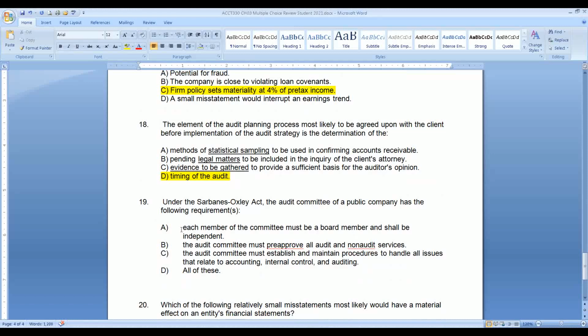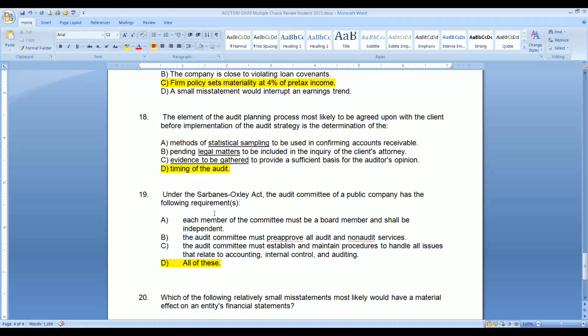Sarbanes-Oxley, all of those. Very good. And those of you that answered for these other ones, the other ones are true. These are absolutely true. It's just, this is the best one.